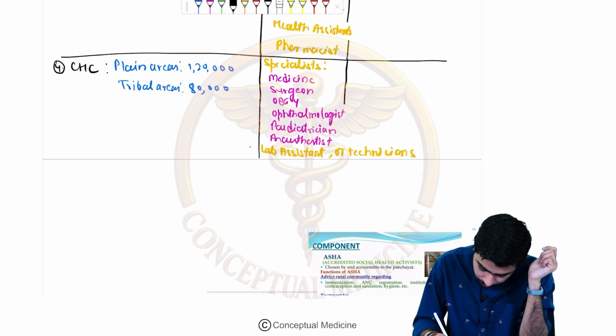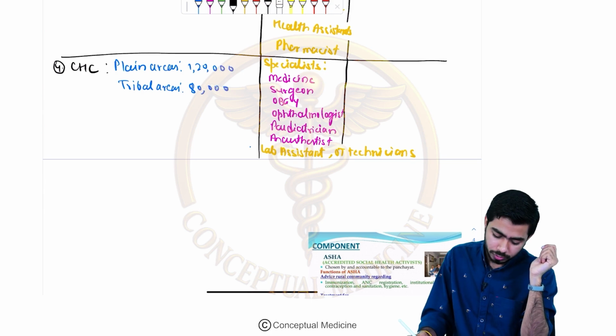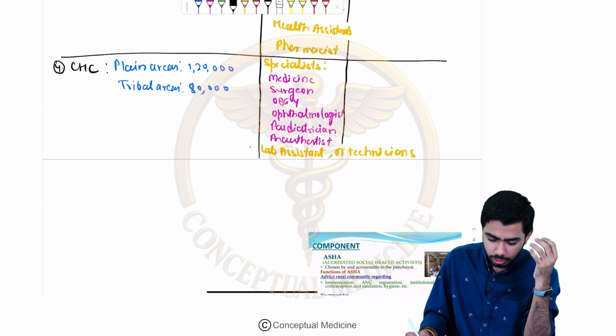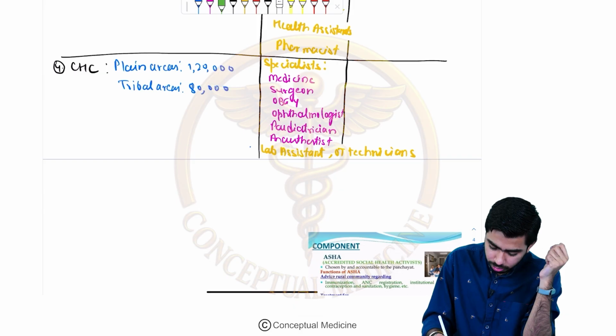So these many people are working at a bigger level, guys. These many people you can expect over there. How many beds can you expect at the CHC level? Usually we expect about 30 beds. More than 30 beds might be available, right?